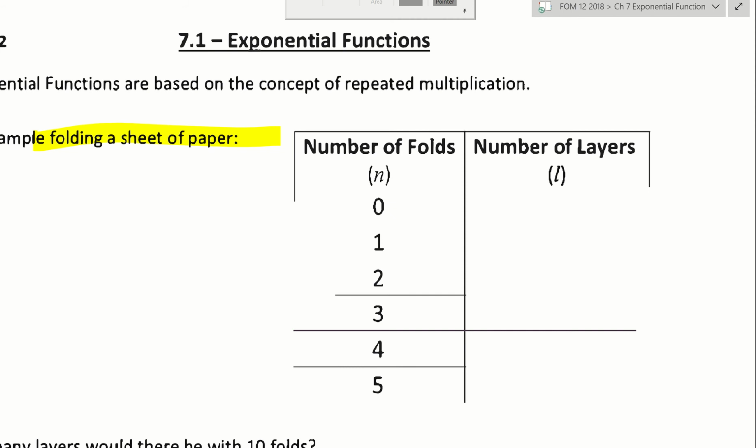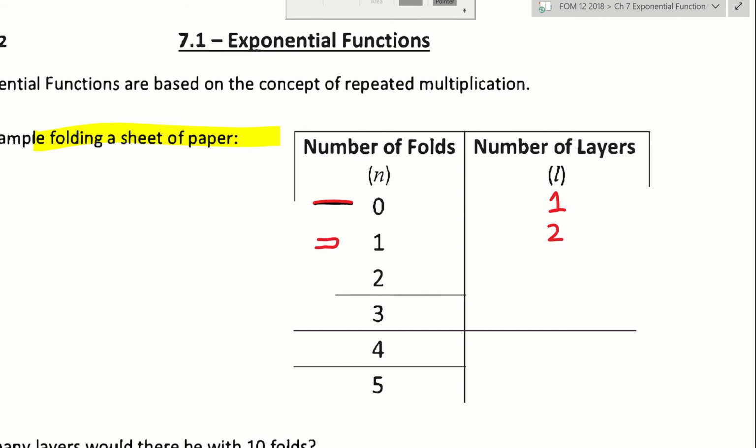For example, let's say you're folding a sheet of paper. If you don't fold it, there's going to be exactly one layer, right? One layer because you're not folding it. And let's say you fold it once. Then now you're going to have two layers.